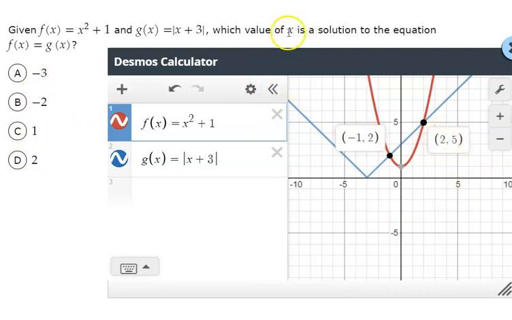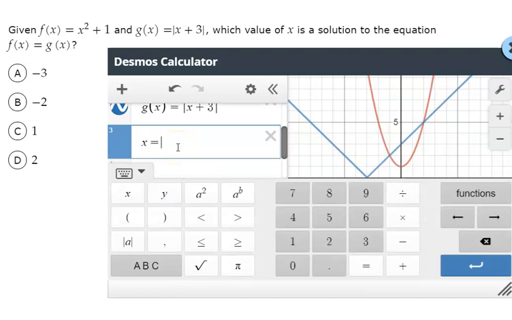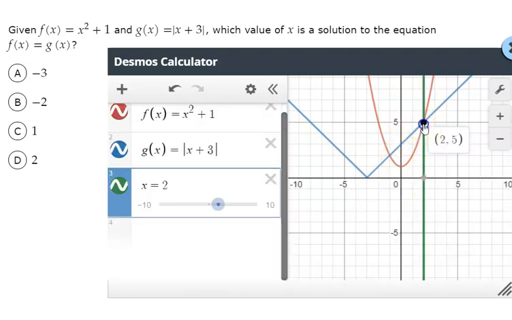Please notice you're only looking for the x-coordinate, and that is the number on the left. If you're not sure where that is, type x equals 2, and it'll show you exactly where that is. That's this number 2. So you would choose answer choice D.